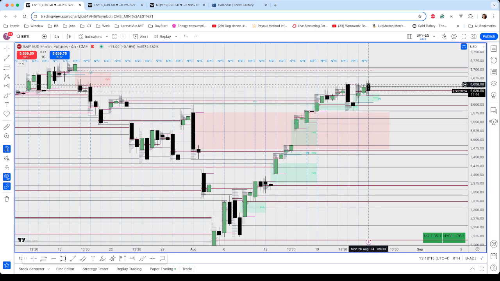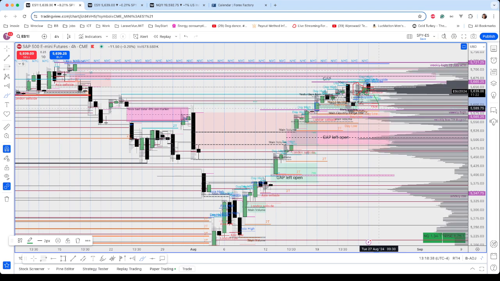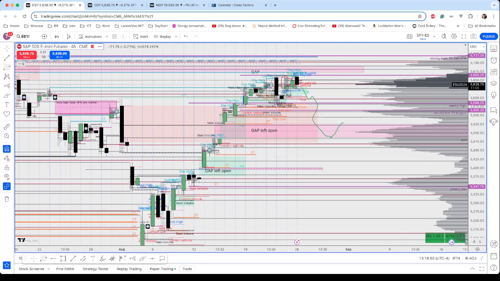Pullback is due. Was that enough? That one day drop just sold into the high of Thursday. We sold into the high of Thursday. We can just continue lower. Boom. This is gap. Can cover this gap. Yeah. Anything can happen. Got time.